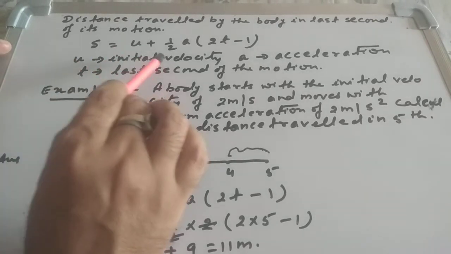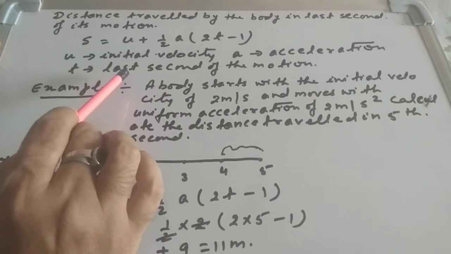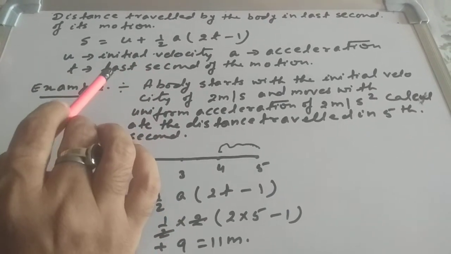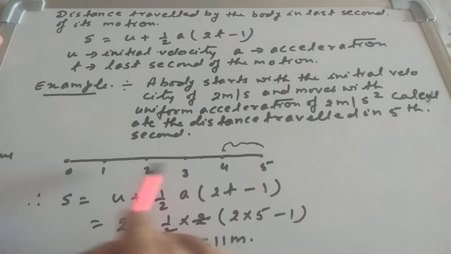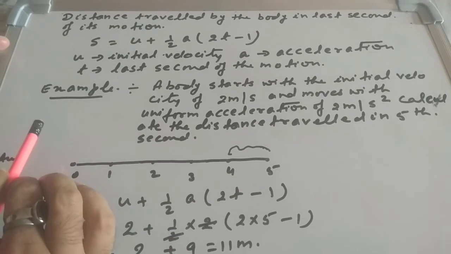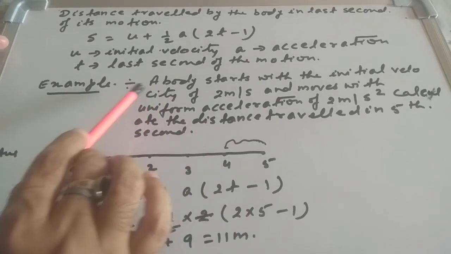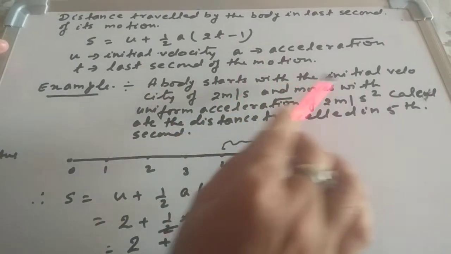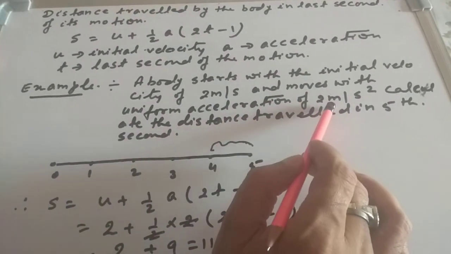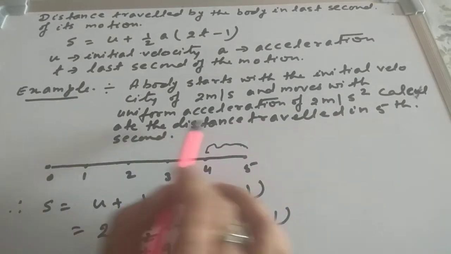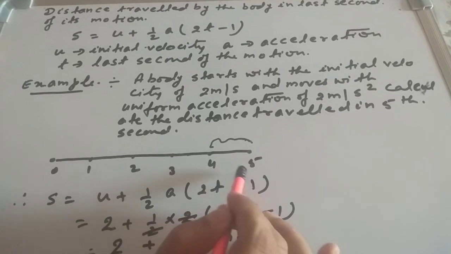Here u is the initial velocity, a is the acceleration, and t is the last second of its motion, that is the last second in the interval of time in which you want to calculate. That can be either 3 or 4 second, 2 or 3 second. So at any interval you can calculate the distance traveled by the body. For example, a body starts with an initial velocity of 2 meter per second and moves with uniform acceleration of 2 meter per second square. Calculate the distance traveled in the 5th second. That means you have to calculate the distance between the 4th and 5th second.